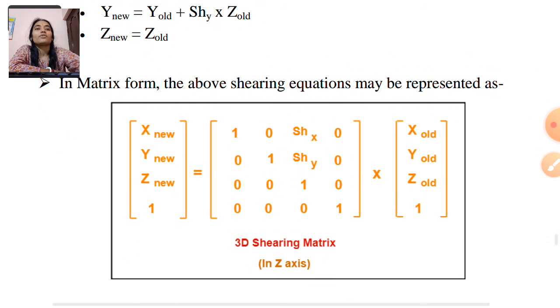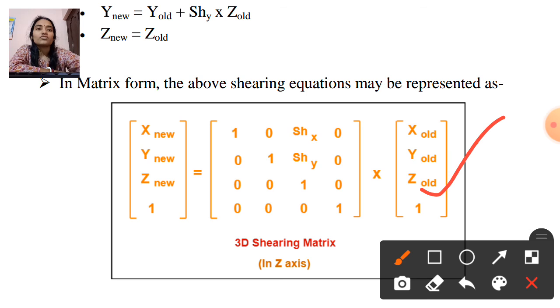And the matrix form for the z axis is x new, y new, z new, 1 equals 1 0 shx 0, 0 1 shy 0, 0 0 1 0, 0 0 0 1 into x old, y old, z old, 1. So this one is our z-axis matrix. Okay. All of you remember these things. This one is the matrix form, and this one is our equation.